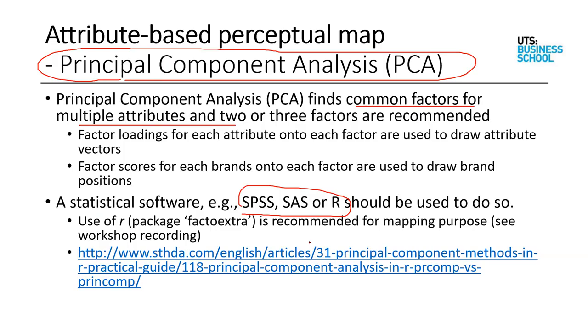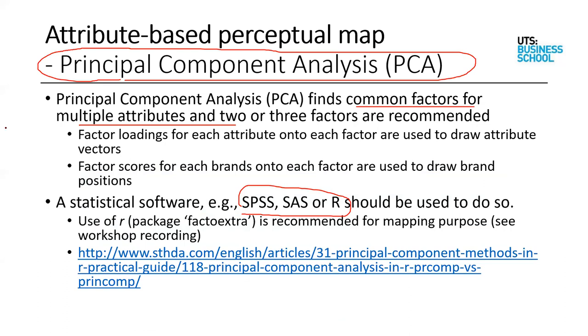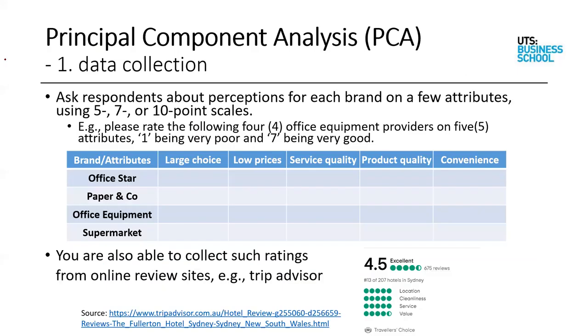In R, you have to write code, but SPSS and SAS will be able to do the principal components analysis at just the click of a very basic command. So here's an example. The procedure for principal components analysis is just the same as you're doing in your conjoint analysis. You ask the respondents about the perceptions of each brand on a few attributes using 5, 7, or 10-point scales. So you, as students for your projects, are also using 5, 7, or 10-point scales.